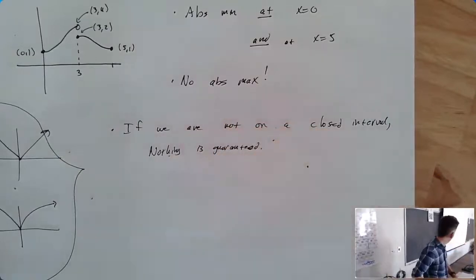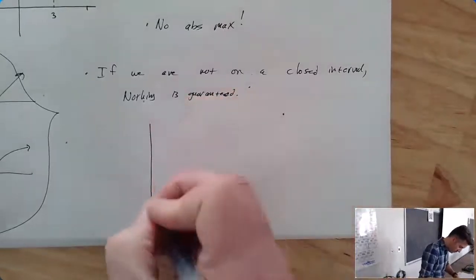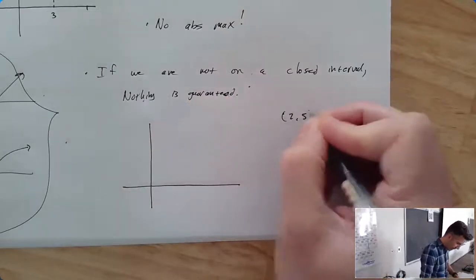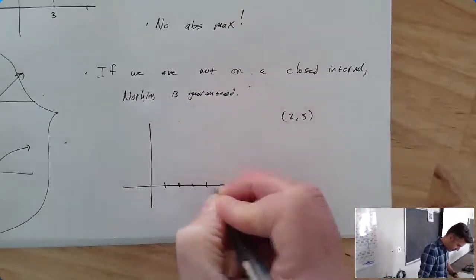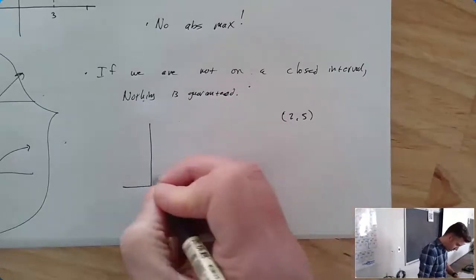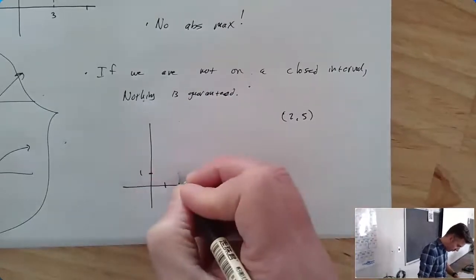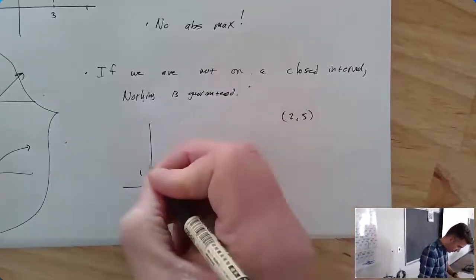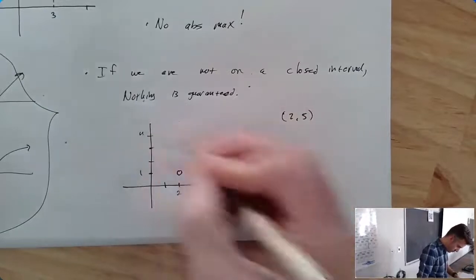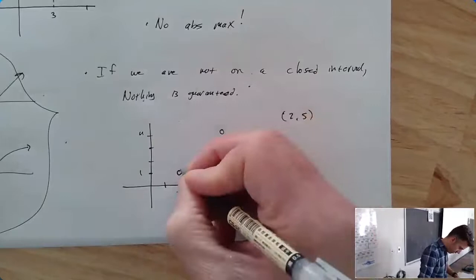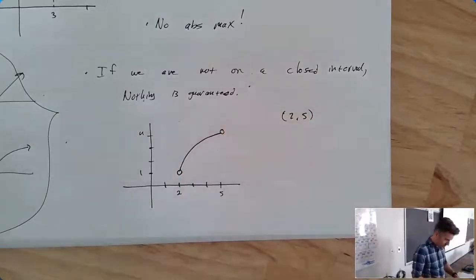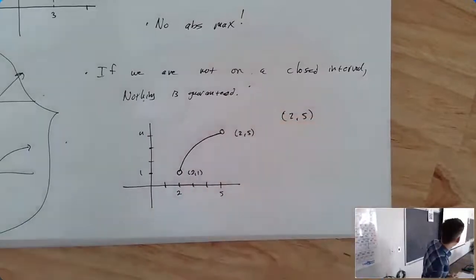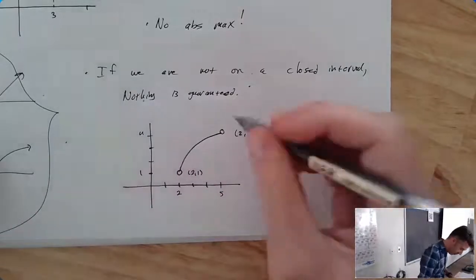Here's a really quick example of that. Let's say our function is on the open interval from 2 to 5. It starts at the open point 2, 1, and it ends at the point 5, 4. Maybe it looks like this. So I'm going to ask you all a question that you might not like the answer to. Oh, that's 2, 4, not 2, 5, sorry.